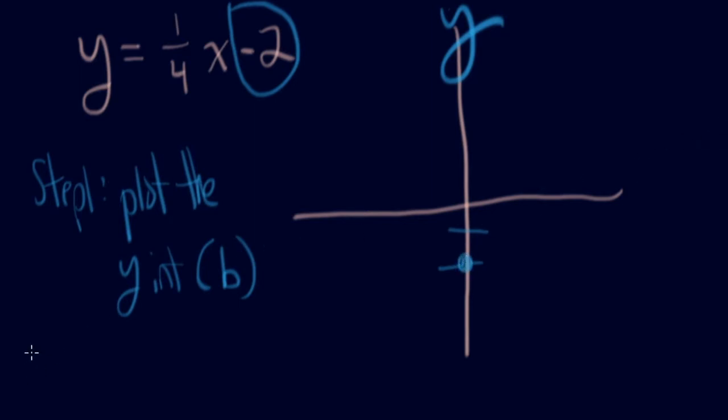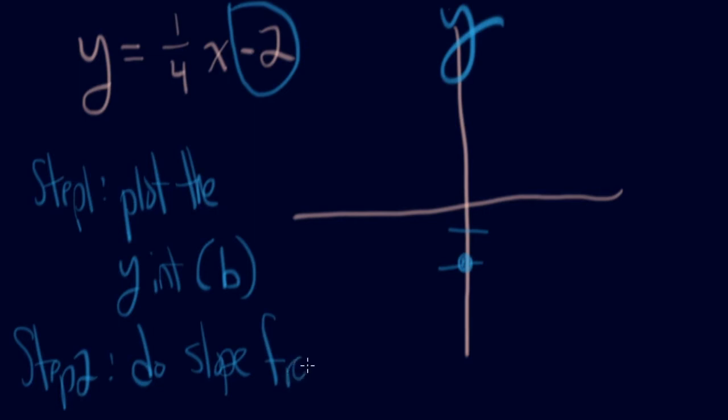Step 2 is do slope from b. So I'm going to do the slope from b. It says it rises 1 and it runs 4. So from this point, not the origin, that's the common kid mistake, you do it from b. So you rise 1 and you run over 4. Something like that. And there you go.